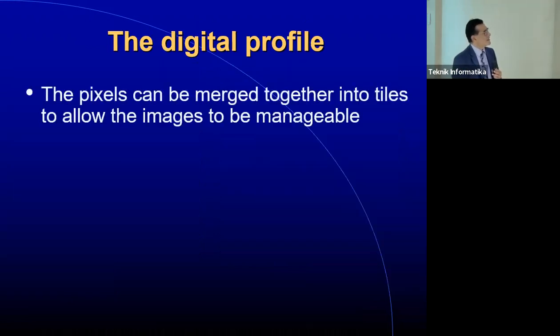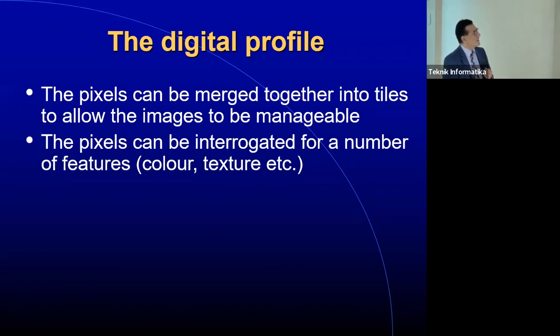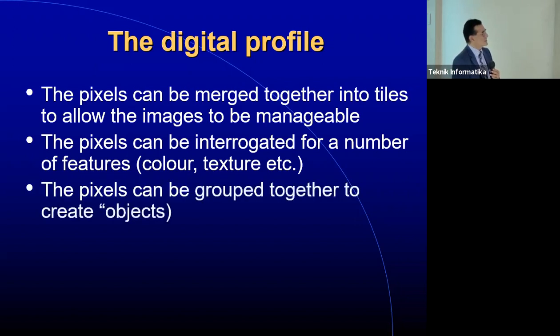Anyway, you can examine things at the pixel level, but we've talked about billions of pixels that you're trying to deal with. And so a trick that can be done is you can merge the pixels together into tiles. And so this allows the images to become a bit more manageable. You can then interrogate the pixels for a number of features. You can look at color, texture, and a variety of different things. Now, again, with the AI algorithms, the artificial intelligence can look at millions and millions of features, and this is, again, one of the possible problems that may come with the clinical application of these algorithms.